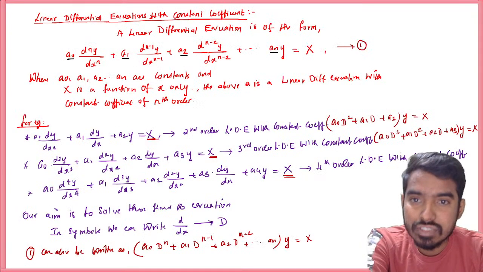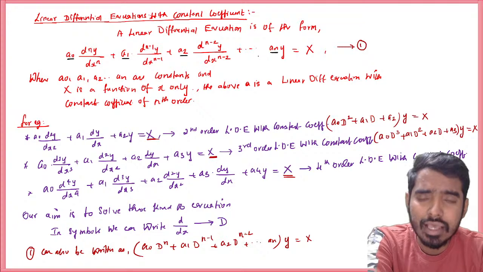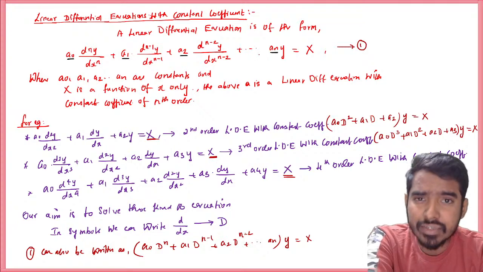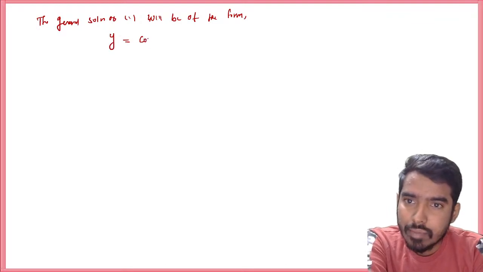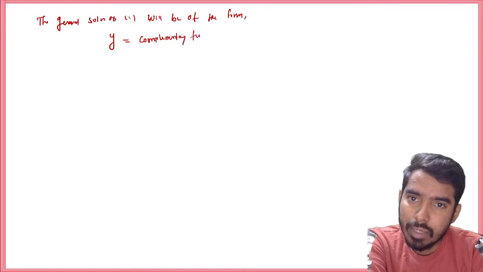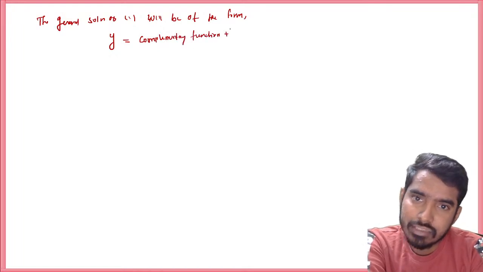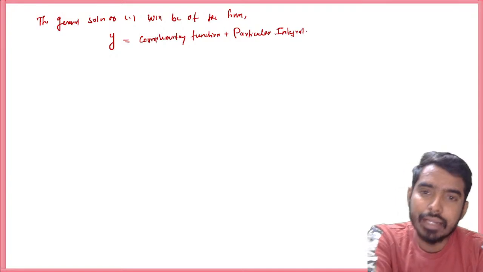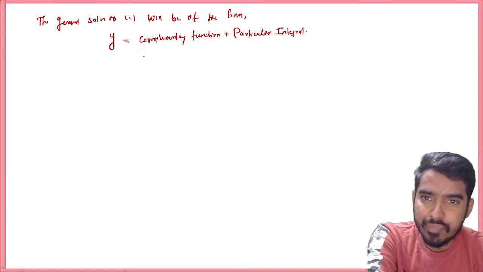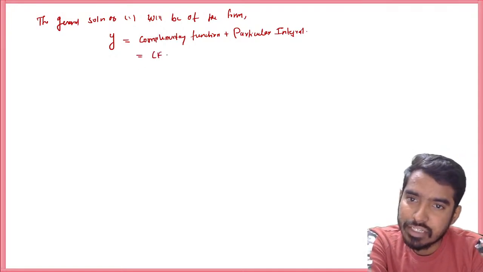So a general solution of this equation, a constant coefficient linear differential equation of nth order, will be of the form y is equal to the complementary function plus the particular integral. We need to find these two and add them up to find the solution of y. In short form, we can write this as CF plus PI.